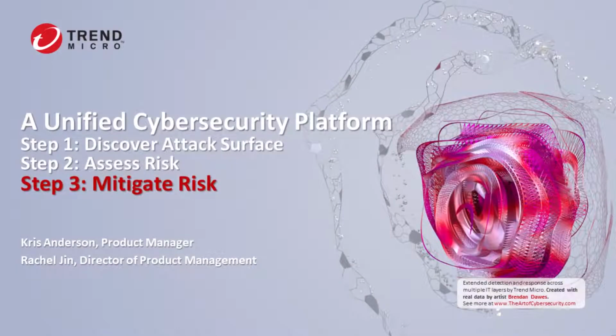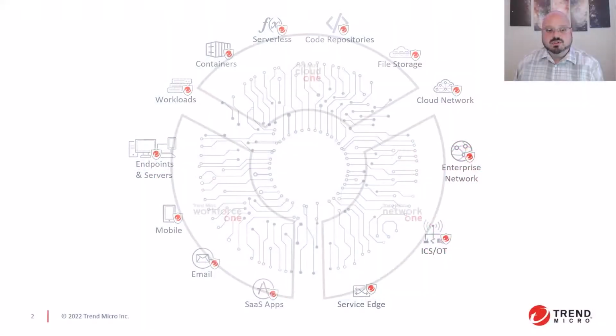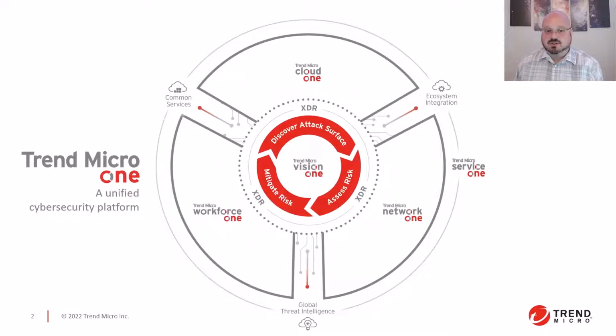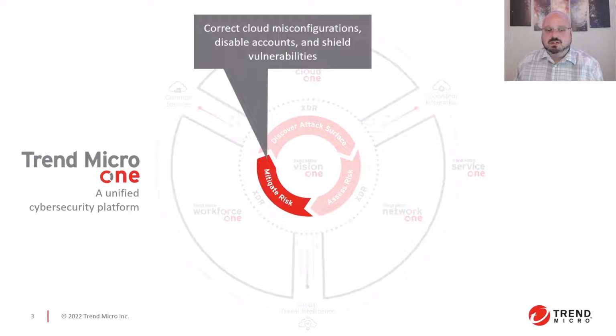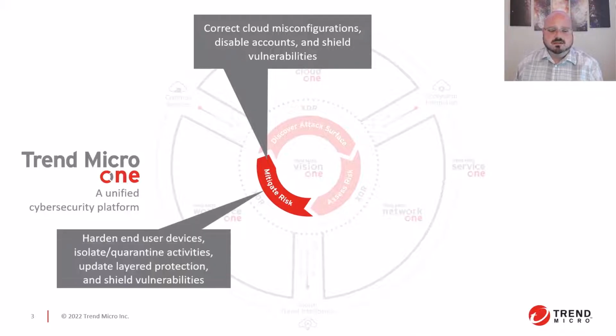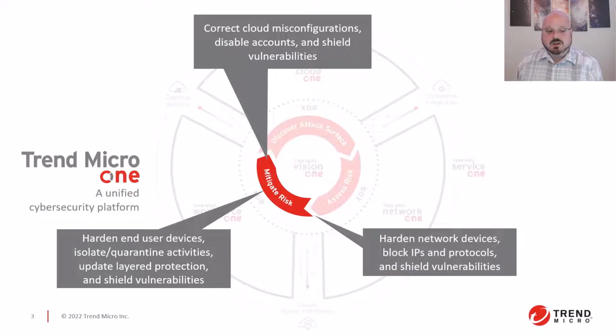I'm going to go over mitigating risk with a unified cybersecurity platform. Once you've fully and accurately discovered your attack surface, you can assess that risk and then move to mitigate risk. Mitigating risk in cloud might mean correcting cloud misconfigurations, disabling accounts that shouldn't be there, and shielding from vulnerabilities. On your endpoints or devices, harden end-user devices, isolate and quarantine activities, update layered protection, and shield from vulnerabilities as well. On the network side, harden network devices, block IPs and protocols, and shield from vulnerabilities at that level.